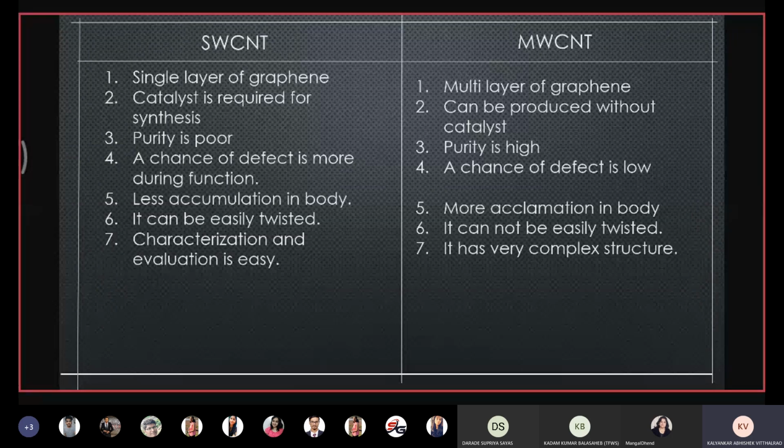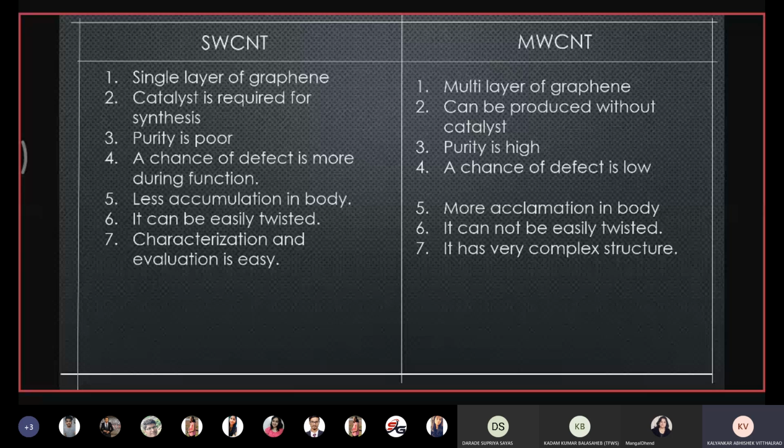multi-walled carbon nanotubes. Purity of single walled carbon nanotubes is poor, while the purity of multi-walled is high. Chance of defect is more in functionalization of single wall, while chance of defect is low in multi-wall. Less accumulation in body for single wall carbon nanotubes, while the multi-wall carbon nanotubes have more accumulation in body.